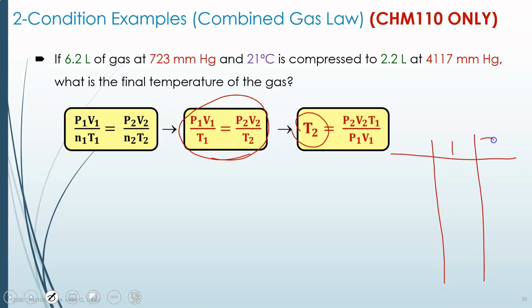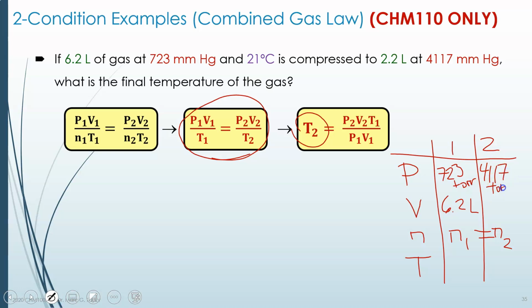So you get your table of first condition, second condition, P, V, N, T. We're going to assume that N1 equals N2. And we are given an initial volume, 6.2 liters. We're given an initial pressure, 723 millimeters of mercury. I'm going to write torr because it's a little easier to fit in here. And the final pressure is much higher, also torr or millimeters of mercury. And the final volume is 2.2 liters.